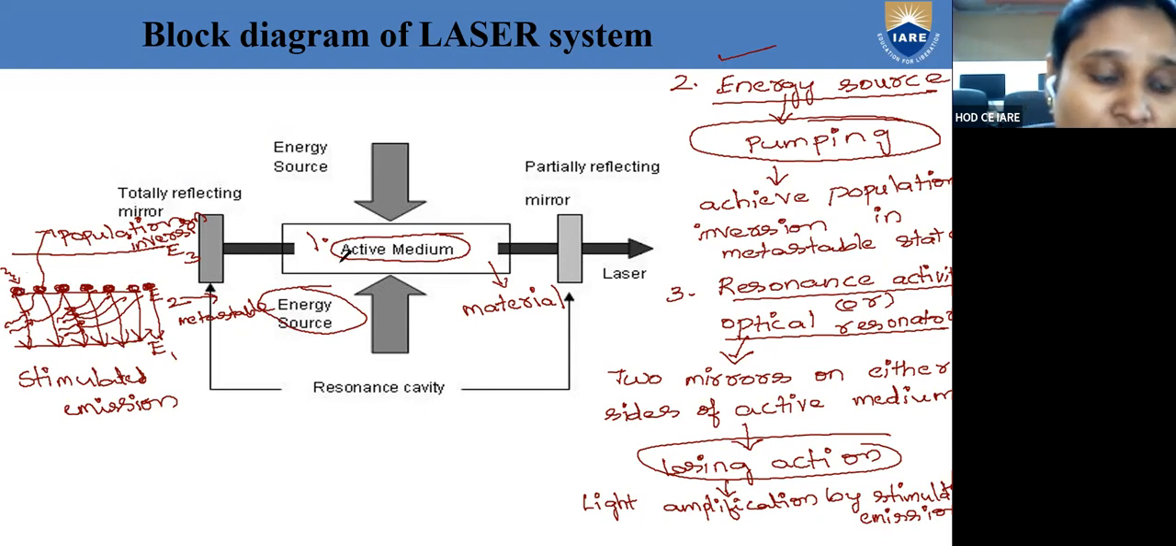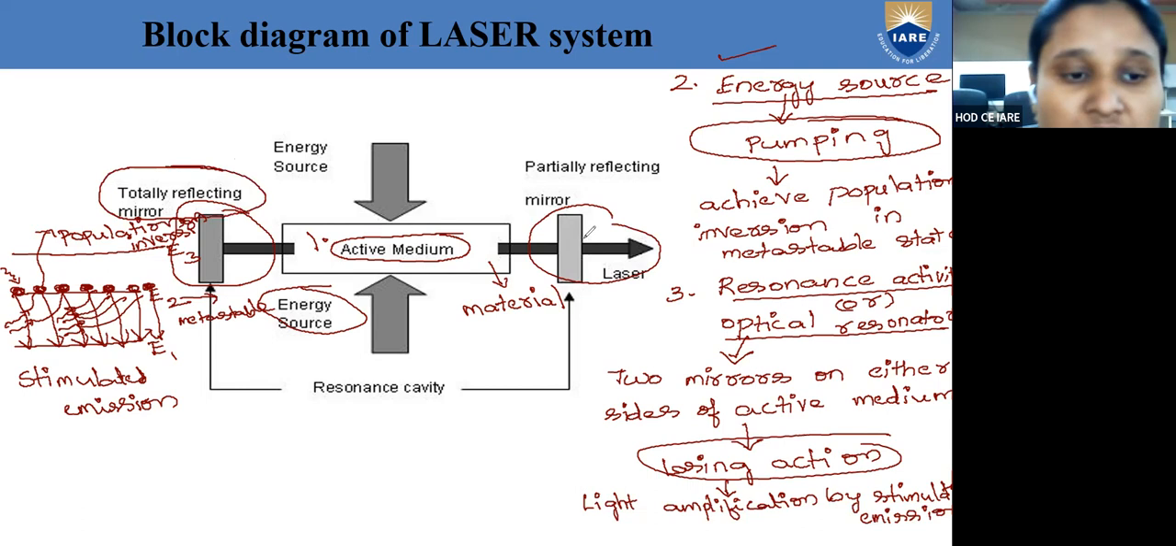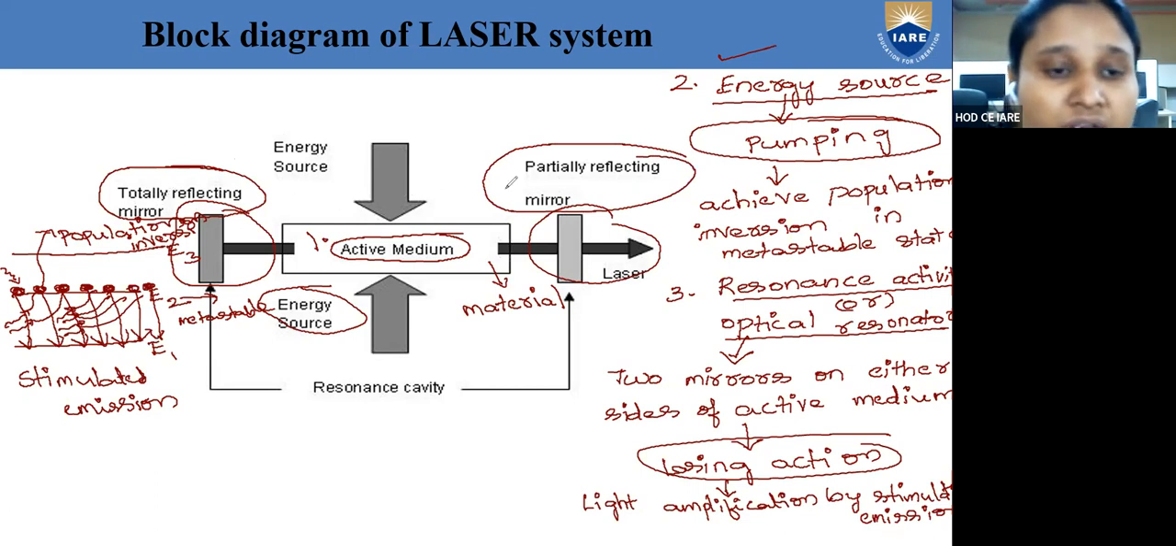On either side of the active medium, I am arranging two mirrors. You are able to see this is mirror 1 and this is mirror 2. The mirror on the left side is a totally reflecting mirror, and the mirror on the right side of the active medium is a partially reflecting mirror. What do you mean by totally reflecting and partially reflecting?